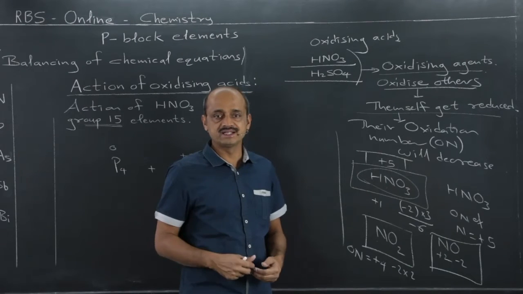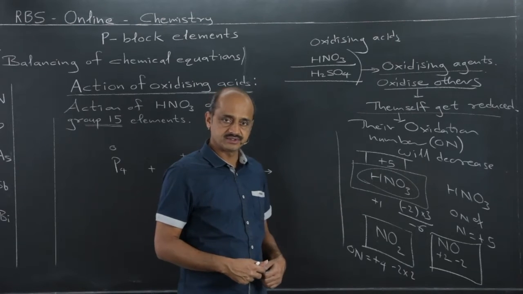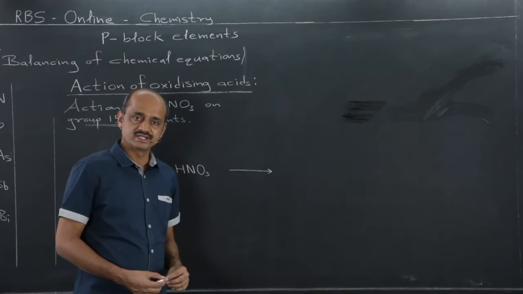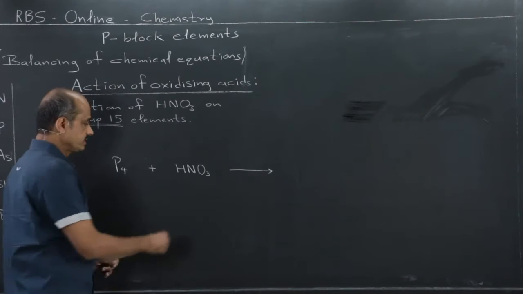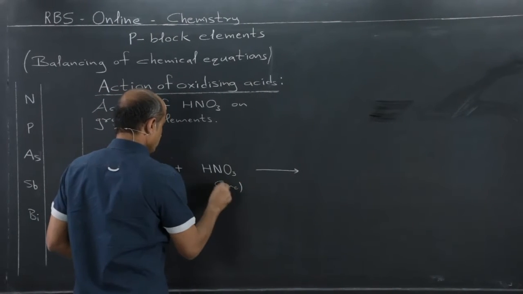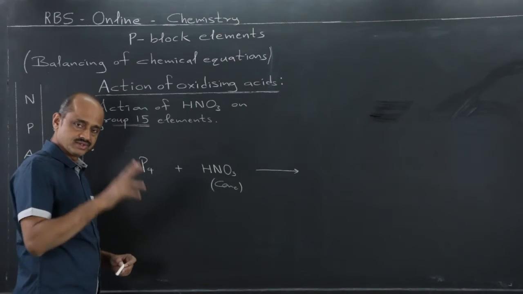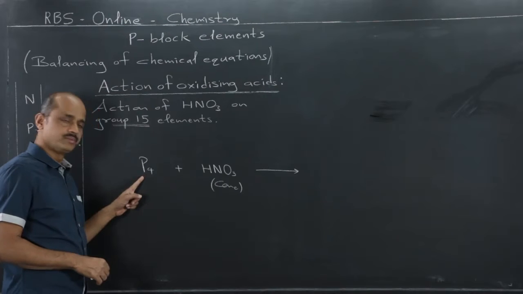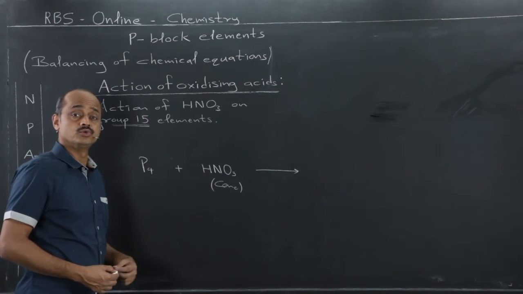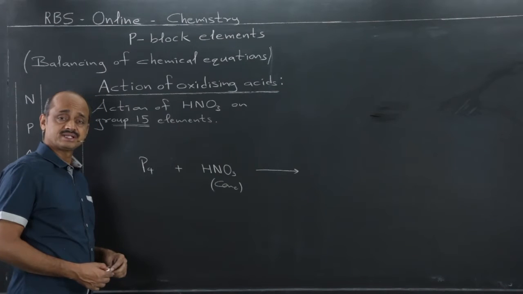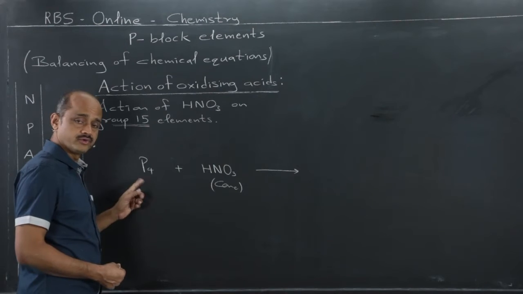Now, to carry on with further balancing, let me rub this. So, let us continue with the chemical reaction, the action of concentrated nitric acid on phosphorus. Phosphorus in elemental form is actually present in the form of P4, like oxygen is O2, nitrogen is N2, ozone is O3. Four atoms of phosphorus form one molecule of phosphorus.